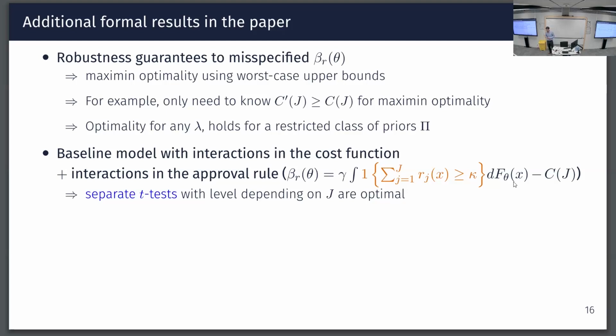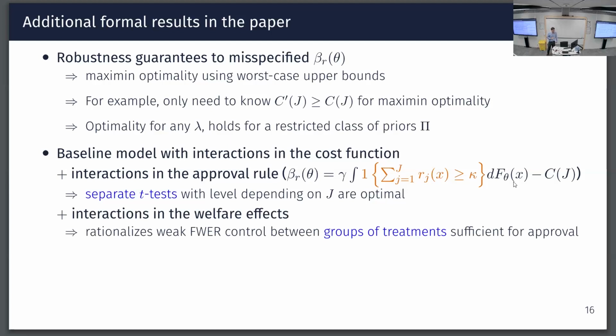Then we can think about interaction. So one way to think about interaction is to say, well, maybe the utility of the researcher will have some interaction in terms of the number of discoveries. For instance, my utility will only depend on the indicator whether at least kappa discoveries will be made. So in this case, again, we argue that under some independence assumption of my x's, the separate t-test is still going to satisfy some optimality properties. Then you can also think about including interaction in the welfare effects. And in this case, what it turns out to have some optimality properties is a notion of weak family-wise error rate.